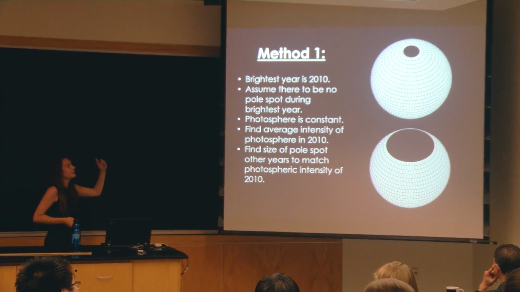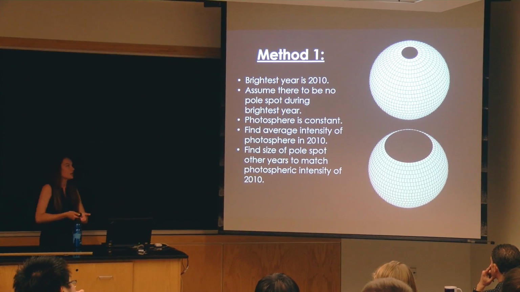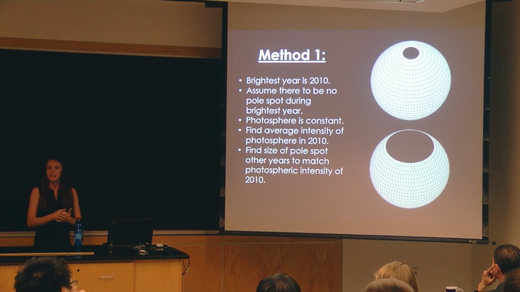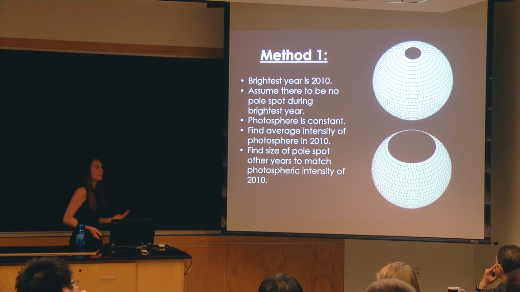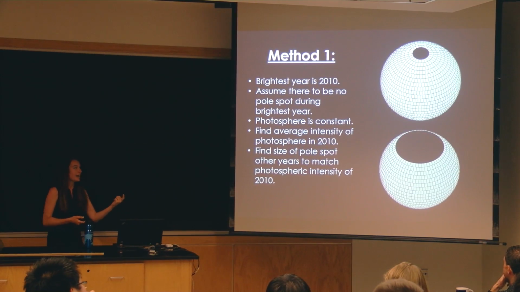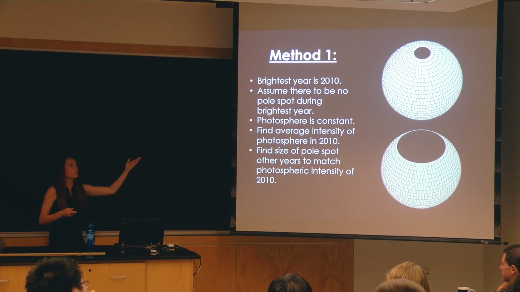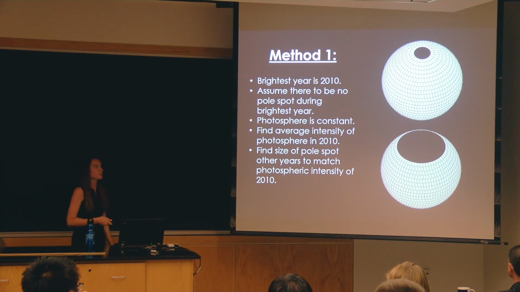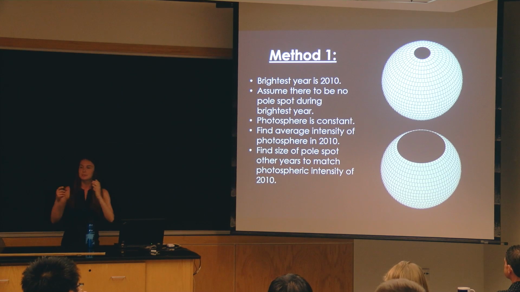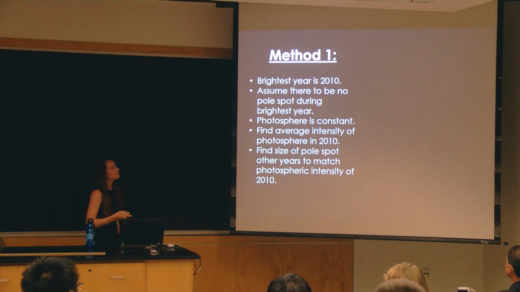So what we can do is take 2010 with no spots and find its average photospheric intensity. We know that the photospheric intensity should not be changing. And so then we can take that and match all of the photospheric intensities to the other years through the surface maps that were given to us by the program, and we can determine the size of the pole spot for those years.